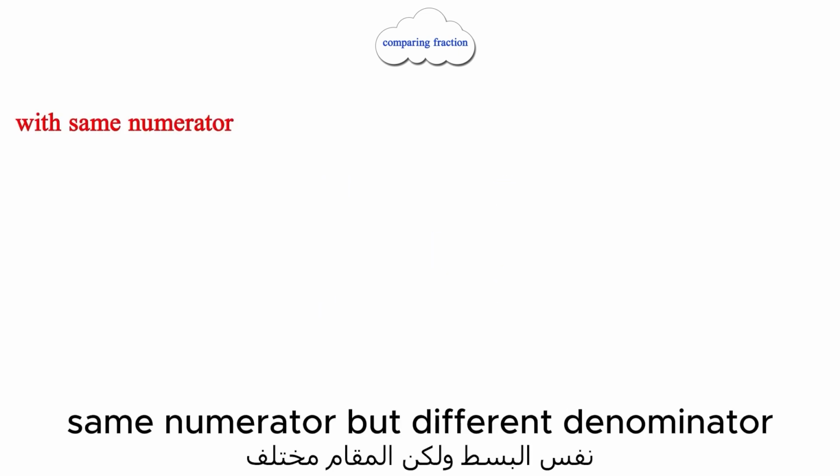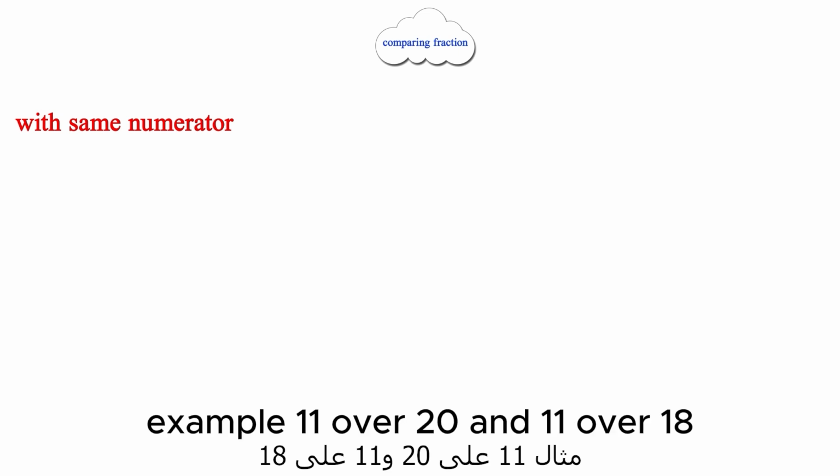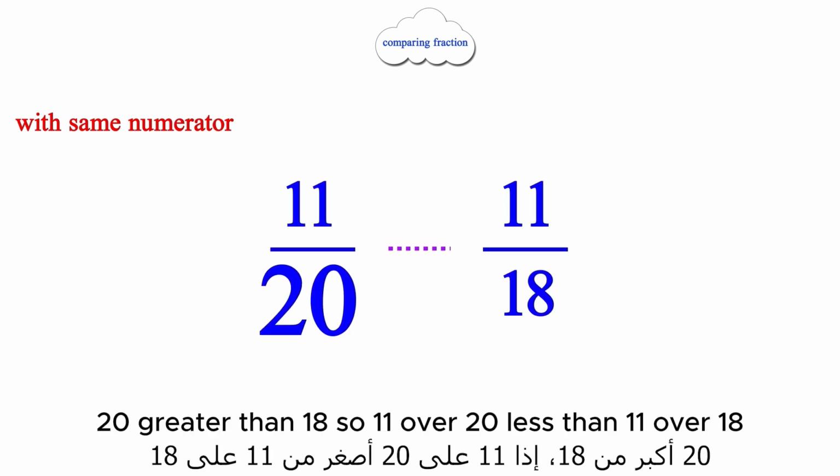Same numerator but different denominator. Compare the denominators, but the biggest becomes the smallest. Example, 11 over 20 and 11 over 18. 20 is greater than 18, so 11 over 20 is less than 11 over 18.